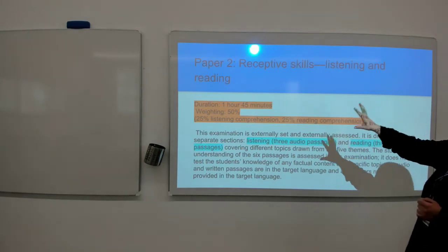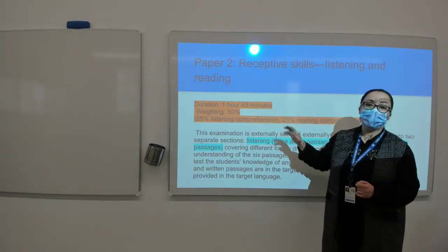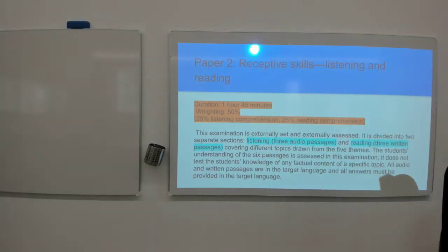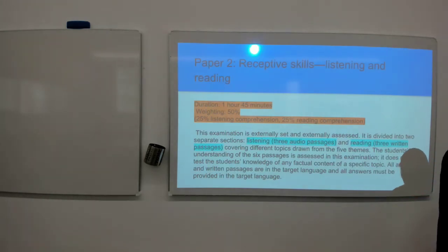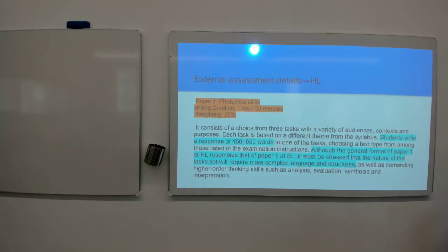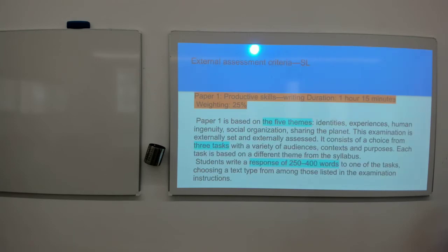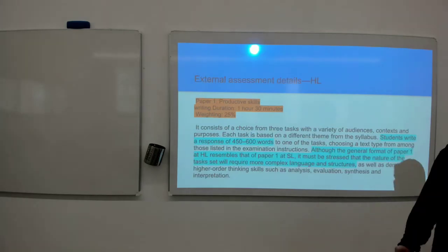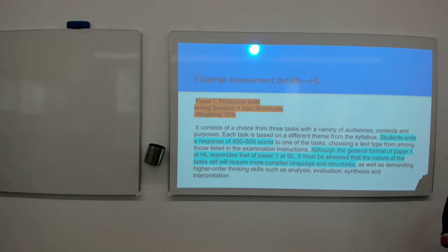And also the duration of paper 2 is 1 hour 45 minutes, and the weighting is 50%, like 25% for listening, 25% for reading. For the HL level, the difference between HL and SL is the duration of the examination. For example, for SL, paper 1 has 1 hour 15 minutes, but for HL students, 1 hour 30 minutes. More time to write.